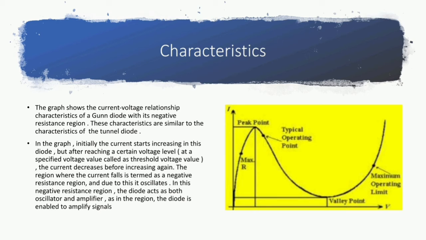In the graph, initially the current starts increasing in this diode, but after reaching a certain voltage, that is, a specified voltage value called the threshold voltage value, the current decreases before increasing again. The region where the current falls is termed the negative resistance region, and due to this it oscillates. In this negative resistance region, the diode acts as both an oscillator and an amplifier, as in this region the diode is enabled to amplify signals.